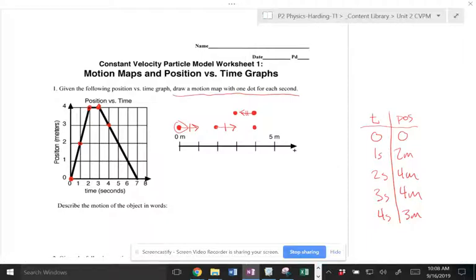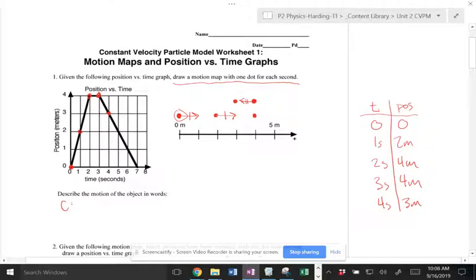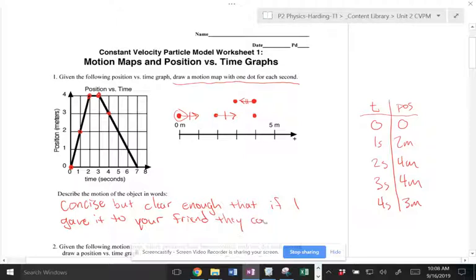Then as far as the written description, this needs to be concise, but clear enough that if I gave it to your friend, they could correctly draw the graph. Okay, so that's what we're working on there.